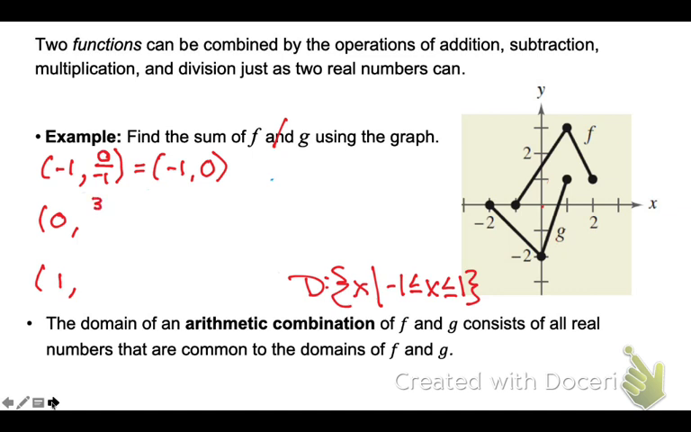3 halves. And g at 0 is -2. So I have to multiply by the reciprocal, yes? What is the reciprocal of -2? -1/2. So I get 0, -3/4.